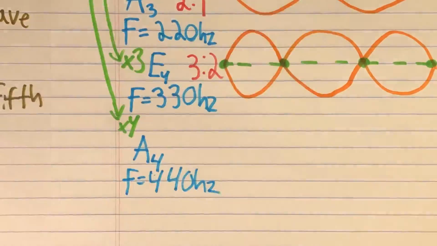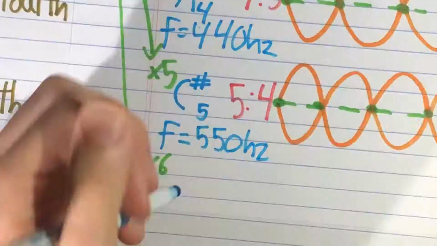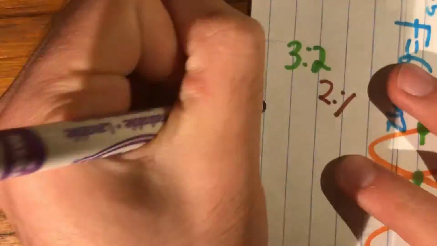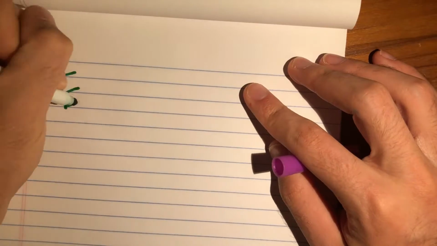Times 4 we get a fourth with a 4 to 3 ratio, then a major third with a 5 to 4 ratio, and a minor third with a 6 to 5 ratio. These ratios are really nice numbers, and your brain knows that these are really nice numbers, so they sound nice or consonant to you. They sound so good, in fact, that these first harmonics have become an essential part of Western music.